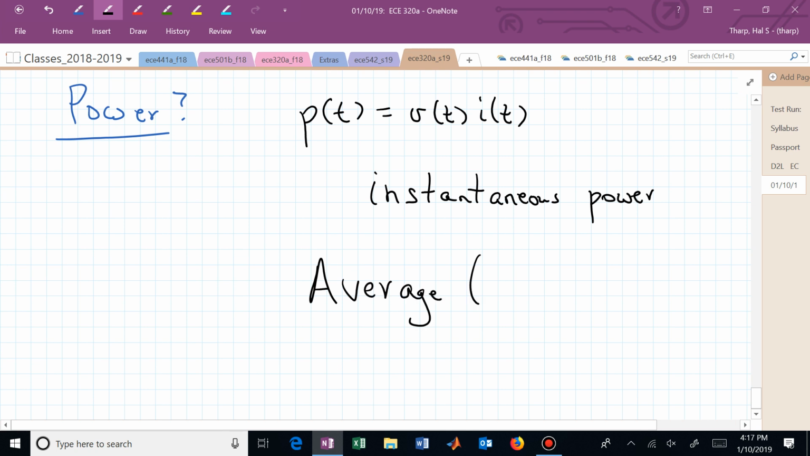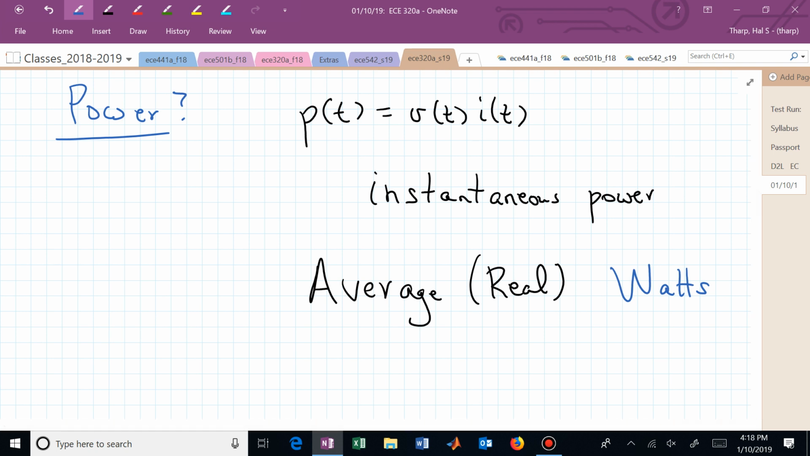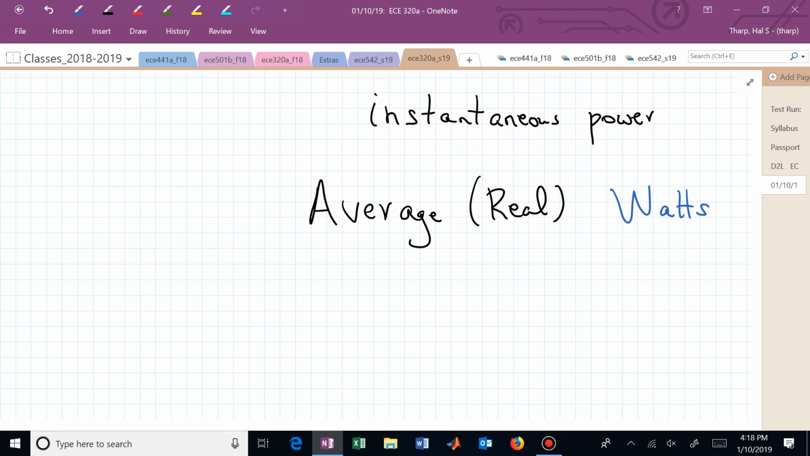We may call that the real power, and the units of that will be watts or kilowatts. And that's where we will start this class, talking about different kinds of power. Not only do we have instantaneous power and average power, but we have other powers to play with. We have reactive power.